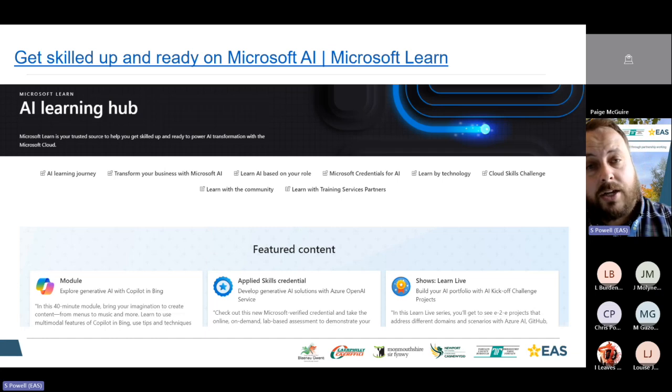Also, at the start of the session, the Microsoft Learn Center, you can click on that blue logo there, and that will take you through to the AI Learning Hub in Microsoft Learn. Really, really useful place to find out a little bit more about generative AI and how it can be used.